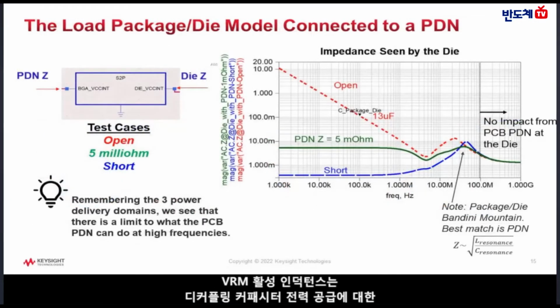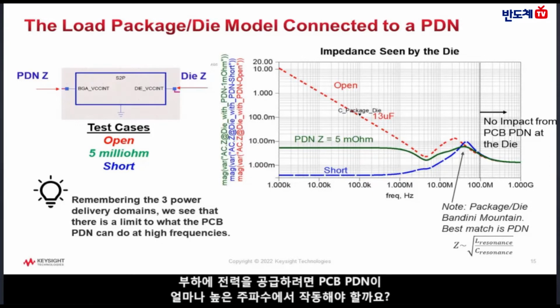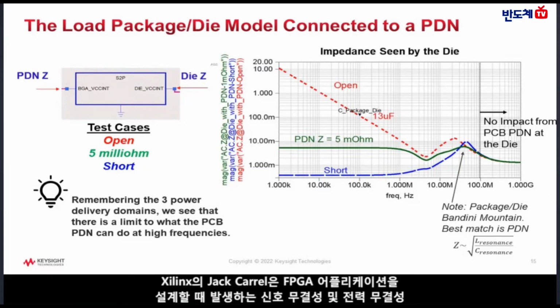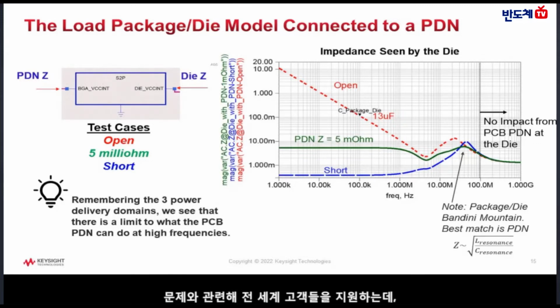The VRM active inductance determines the low-frequency start for the decoupling capacitor power delivery. But how high in frequency must the PCB PDN operate to deliver power to the load? Jack Carroll of Xilinx supports worldwide customers on signal integrity and power integrity issues when designing FPGA applications. He came up with this very informative analysis.